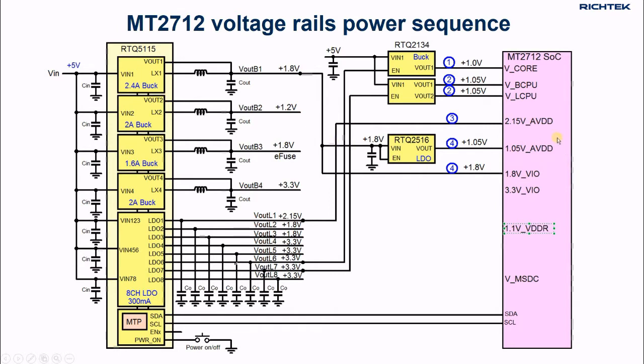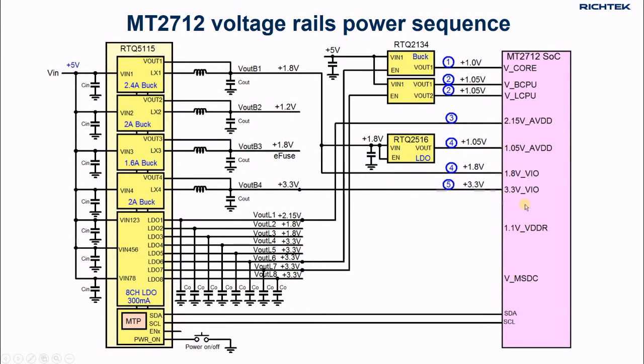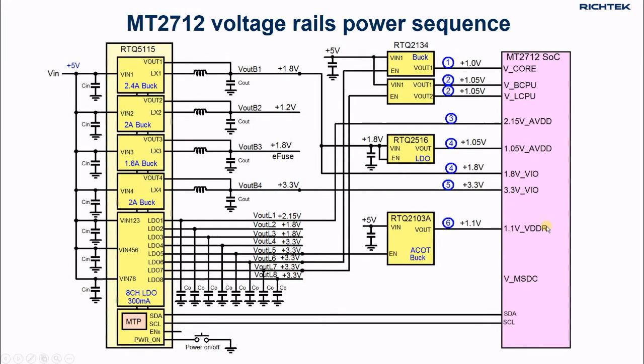In the same sequence, the 1.05 AVDD is generated by a separate LDO, RTQ2516, and this LDO is enabled by buck1. Sequence 5 is the 3.3 VIO, which is generated via buck4. Sequence 6 is the 1.1 volt DDR voltage for the MT2712 DDR rail and the external DDR memory, which is generated via a fast RTQ2103A ACOT buck converter, and this is enabled by LDO5.